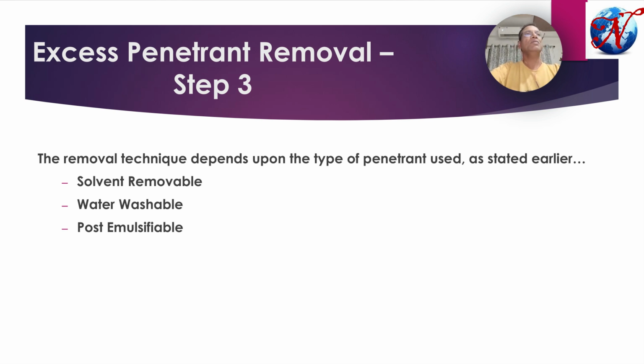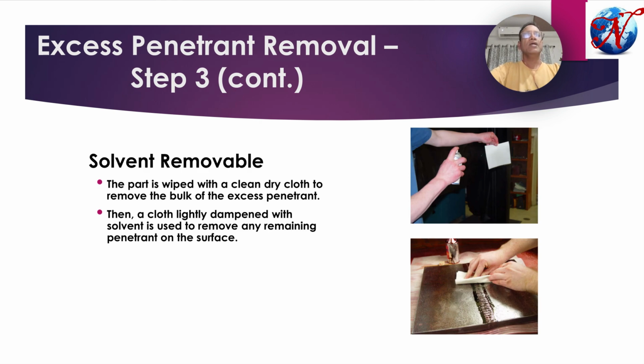In the solvent removable penetrant, we need a lint-free cotton cloth, and we dampen the lint-free cotton cloth with the cleaner or remover, and in a single direction, either clockwise or anti-clockwise, we move the lint-free cotton cloth such that the cleanup is done. But vigorous application of the lint-free cotton cloth, a moistened cloth, needs to be avoided.